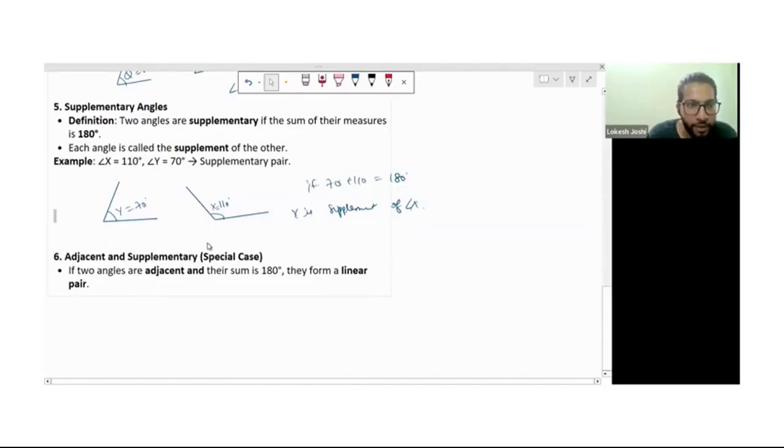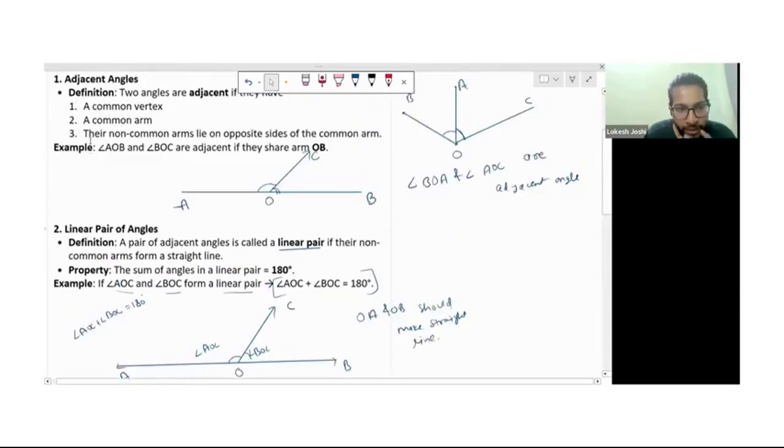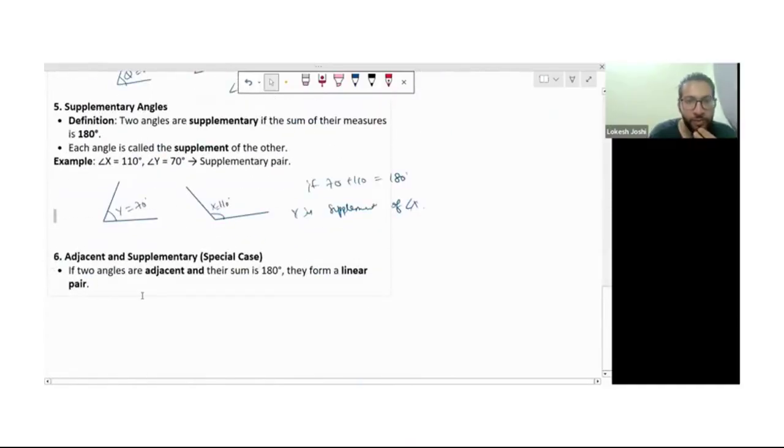Now the sixth one, we have adjacent and supplementary angles. You can refer to this one. We have a linear pair when two adjacent angles make a straight line. This is also a special case. Adjacent and supplementary, a special case in which it is written, if two angles are adjacent and their sum is 180 degrees, they form a linear pair. It's the same thing which we have done.